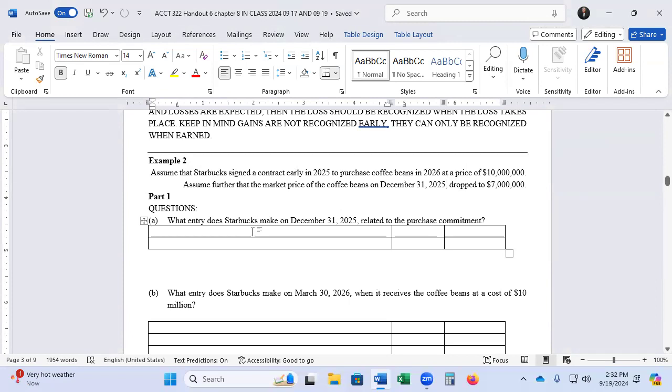And so you would record loss on purchase commitments. And your credit would be liability on purchase commitment. And that would be the difference of $3 million.